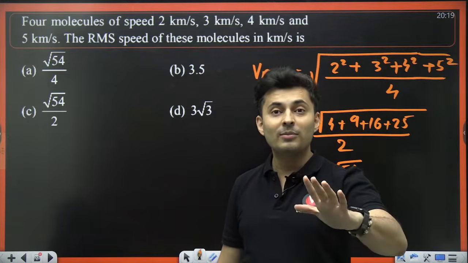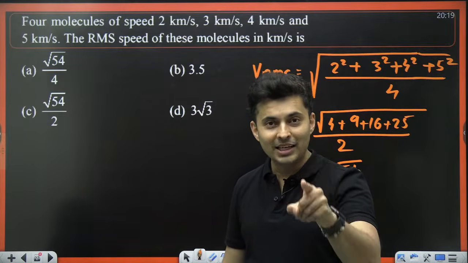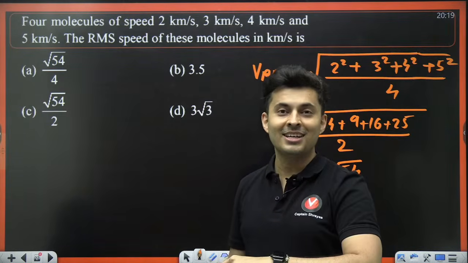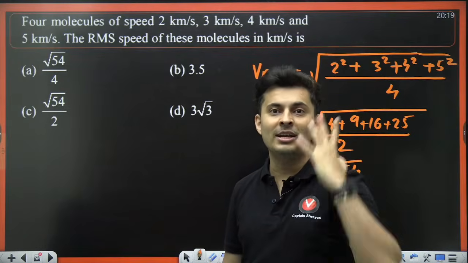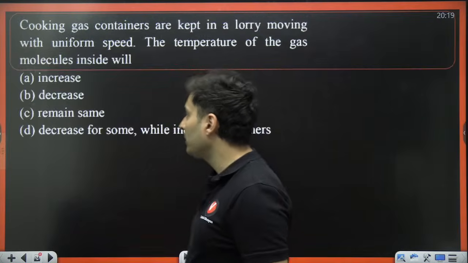Because those 5 mistakes which you did today in my class will mean that you avoided 5 negative marks, and 5 into 4 plus 20 marks. So that's a big boost. So understand it like that.